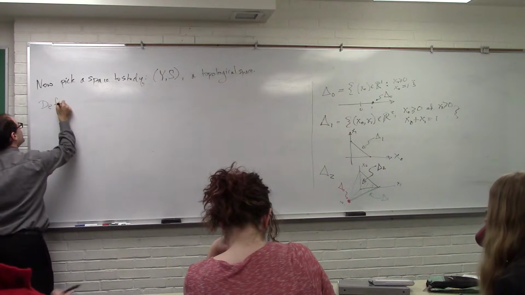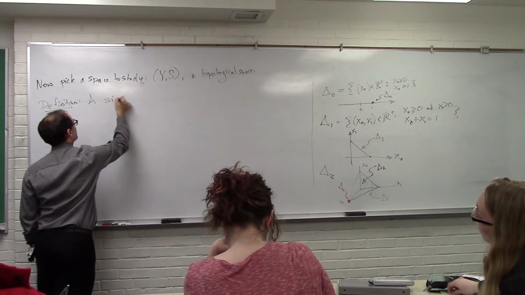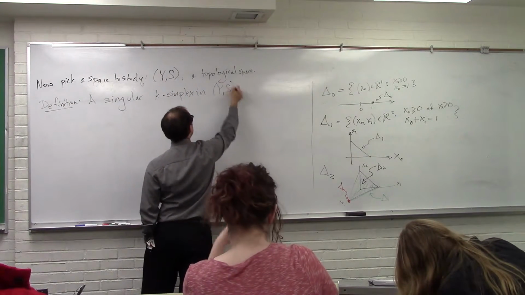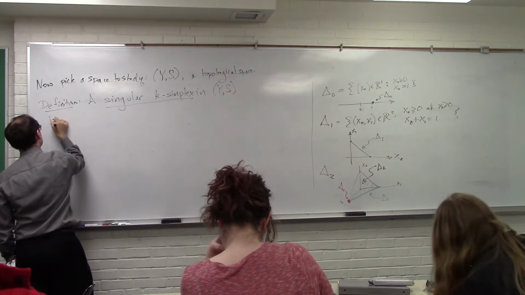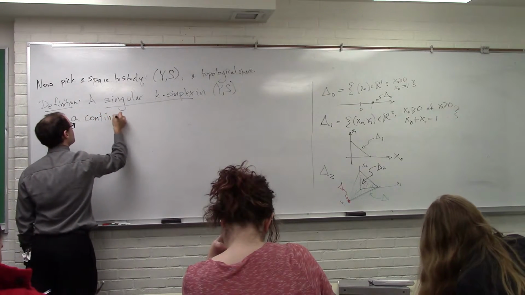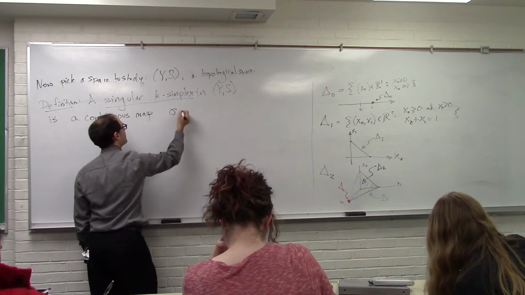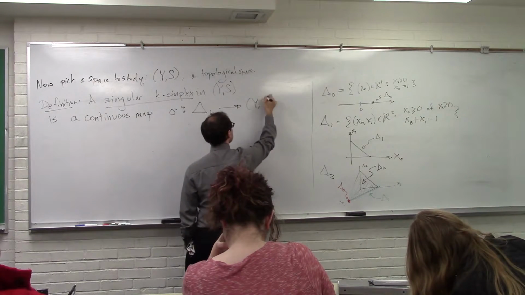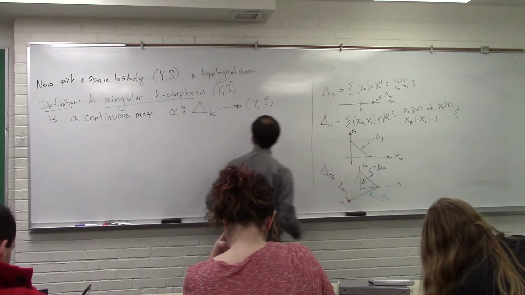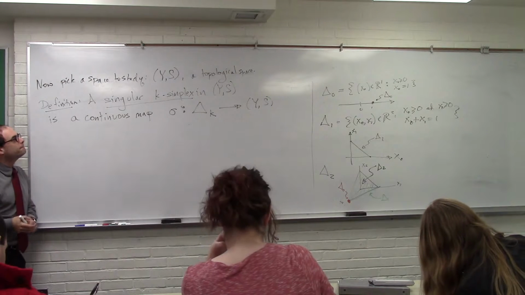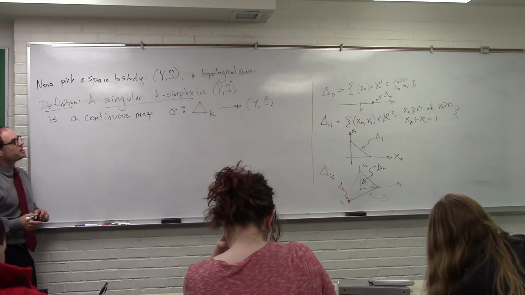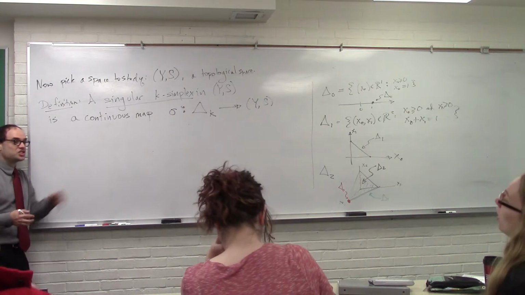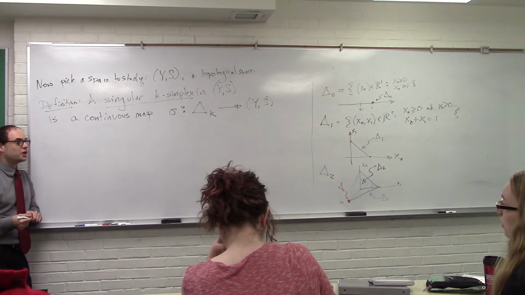So, definition. A singular k-simplex in Y is a continuous map sigma going from the standard k-simplex into Y. You can think of it to a first approximation as being the image of this map, but it's not just the image, it also captures the whole mapping process. So in particular, there's some orientation that's in there too.